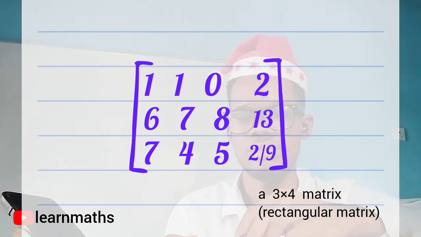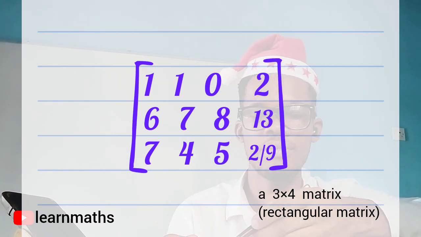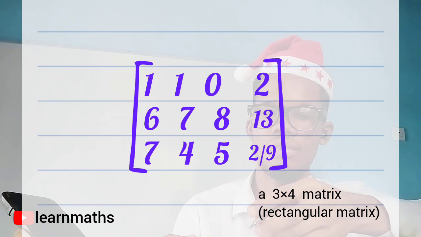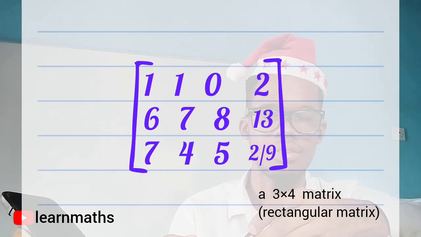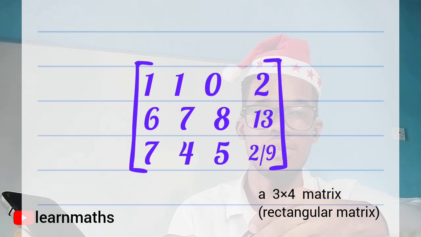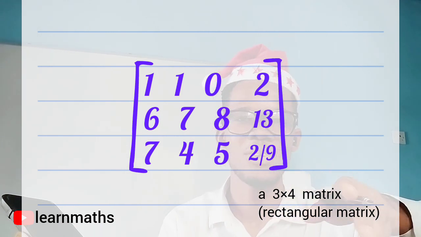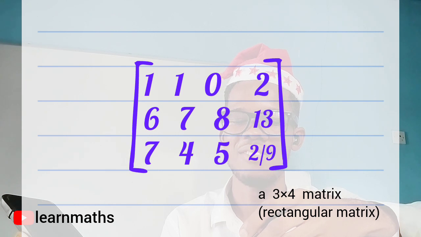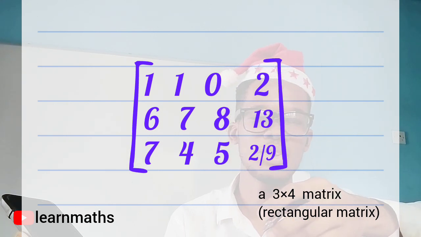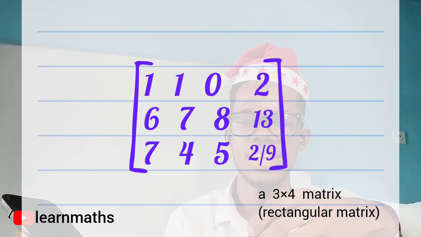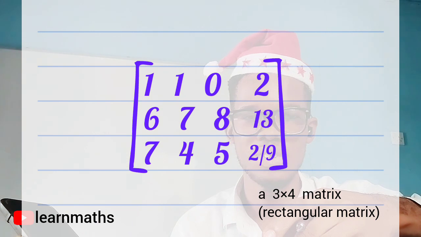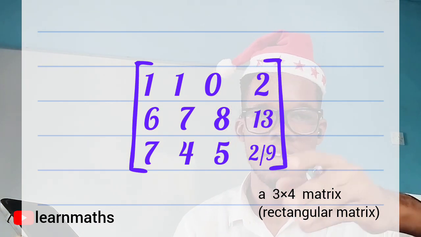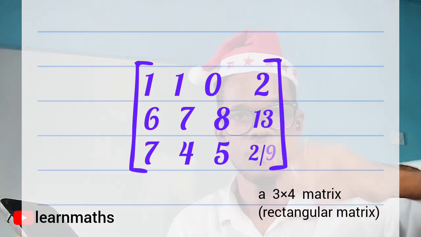So we have 3 rows. Now let's see how many columns we have: 1, 2, 3, 4. We have 4 columns. The first column is 1, 6, 7. The second column is 1, 7, 4. The third column is 0, 8, 5. Finally, the fourth column is 2, 13, and the fraction 2 over 9. Since this matrix has 3 rows and 4 columns, it is denoted as a 3 by 4 matrix, that is 3 times 4.